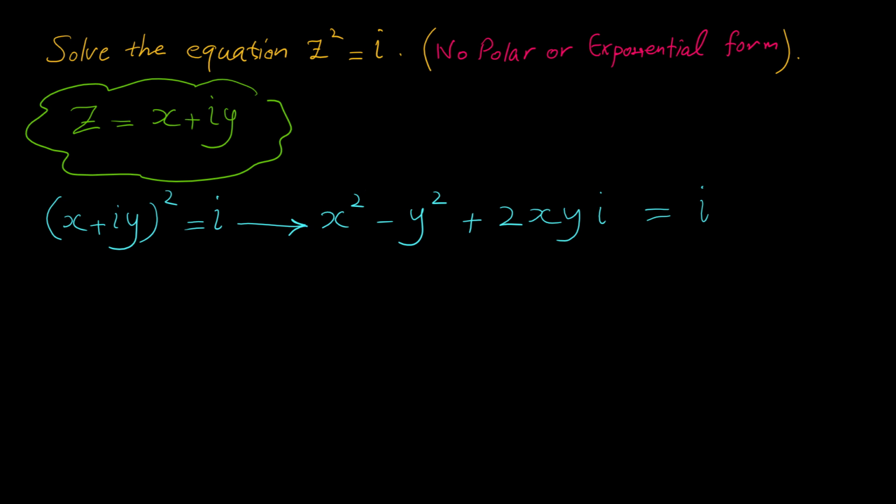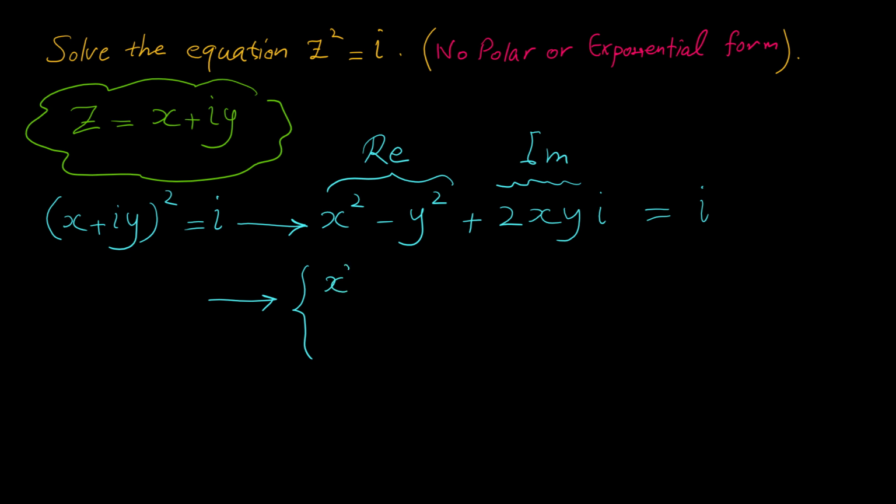Now we compare real part in the left side with real part in the right side, imaginary part in the left side and imaginary part in the right side, and then we can find x and y. In the left side, this is the real part, and this is the imaginary part.